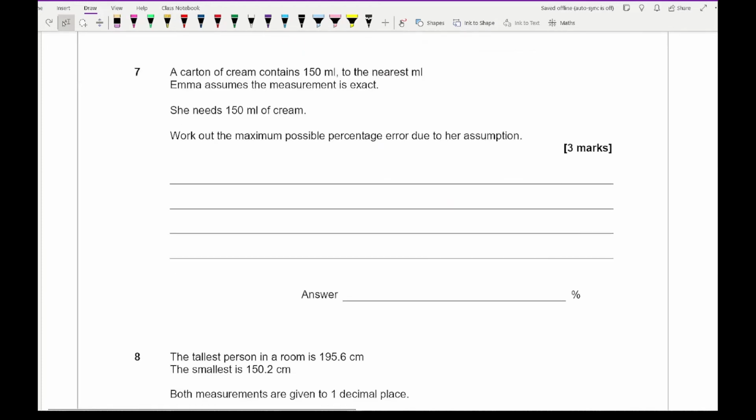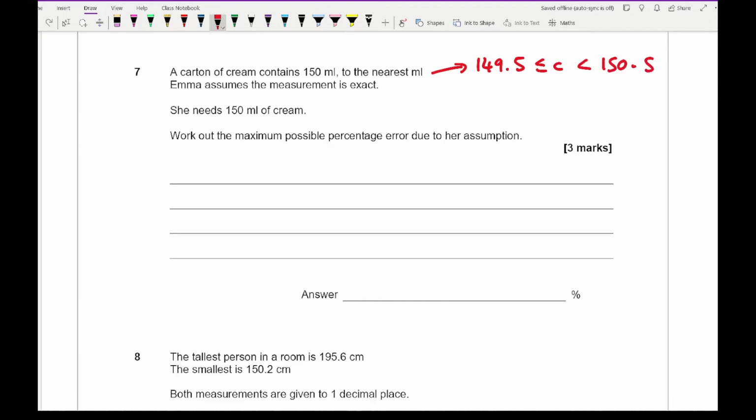Moving on to question 7, it says that a carton of cream contains 150 milliliters to the nearest milliliter. Emma assumes the measurement is exact. She needs 150 milliliters of cream. Work out the maximum possible percentage error due to her assumption. So for this, to the nearest milliliter, the lower limit is going to be 149.5, and the upper limit is going to be 150.5.